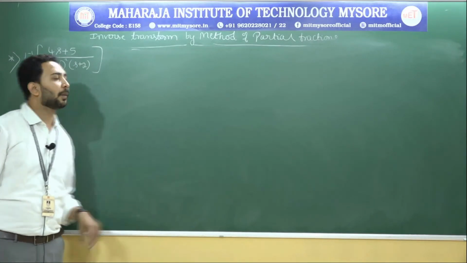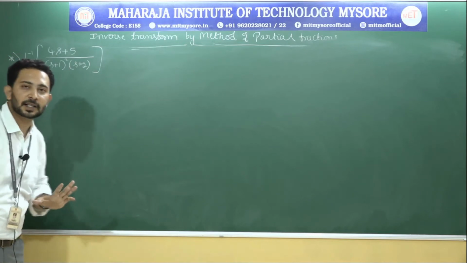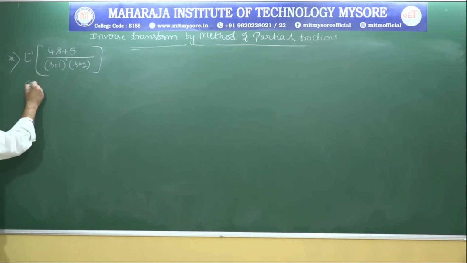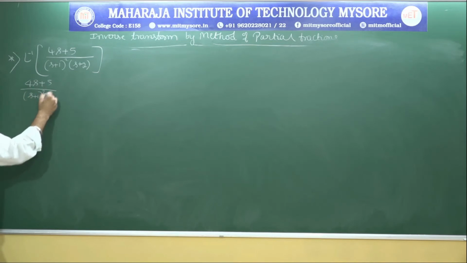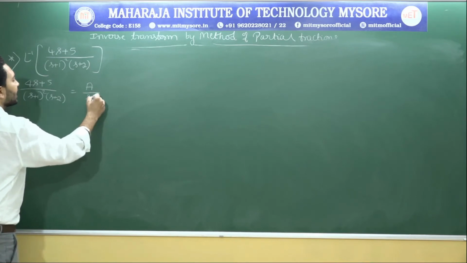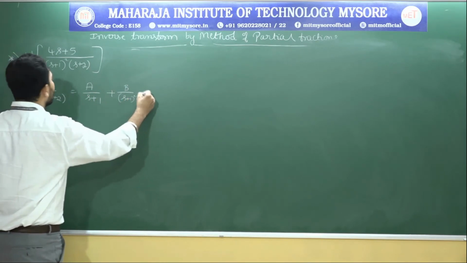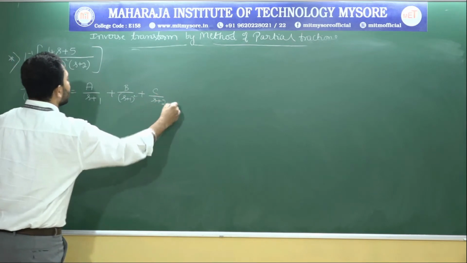Okay, now I will take one more problem. L inverse of (4s + 5) divided by (s + 1)² into (s + 2). So what is (4s + 5) divided by (s + 1)²(s + 2)? By using partial fractions, I can write this as A divided by (s + 1), B divided by (s + 1)², plus C divided by (s + 2).